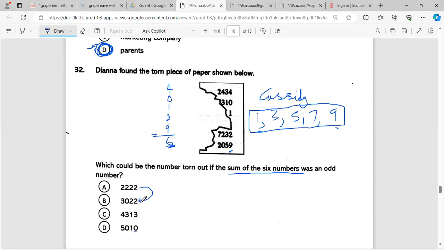Say it would still be an even number. That is it. So you were correct. It has to be an odd number, right? So when you add 3 to this, then you would get 9. So that is the odd number.